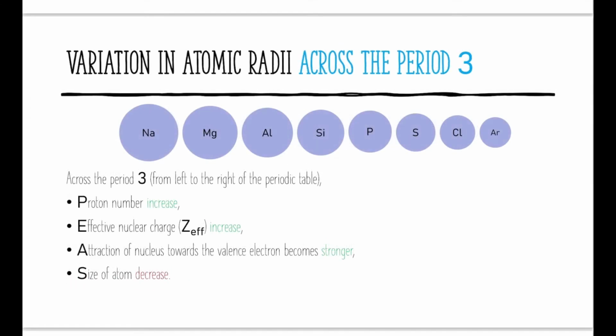The general trend of decreasing size of atom is still the same across period 3. So as you can see here, sodium on the left hand side of your periodic table is the biggest, while argon, which is on the most right hand side of your periodic table, is the smallest. Again, the explanation is similar to the previous slide.